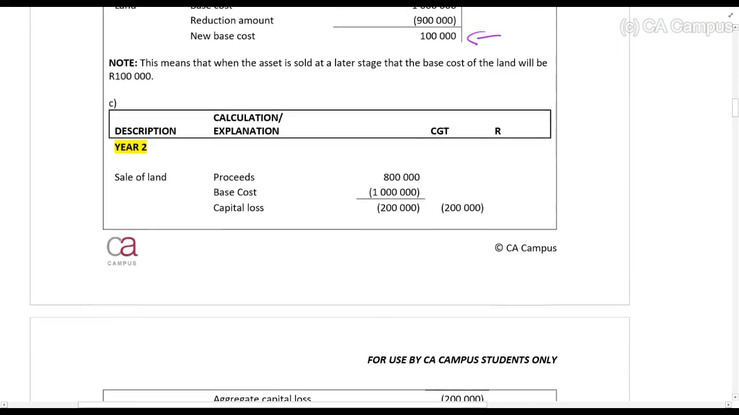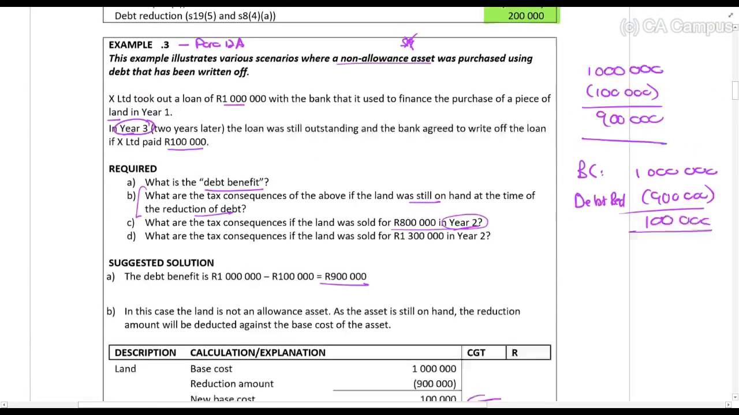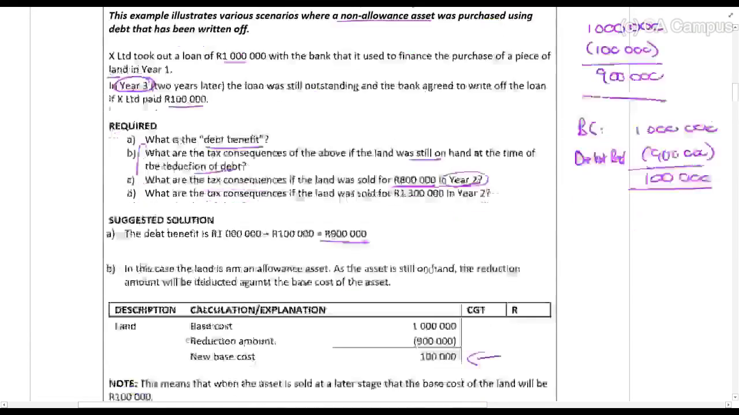So pay attention here. In year 2, you don't know what's going to happen in year 3. So in year 2, we would have done this calculation. Proceeds, 800,000 rands, less the base cost, gives us a capital loss of 200,000 rands. Because remember they said we sold it for 800,000 rands.